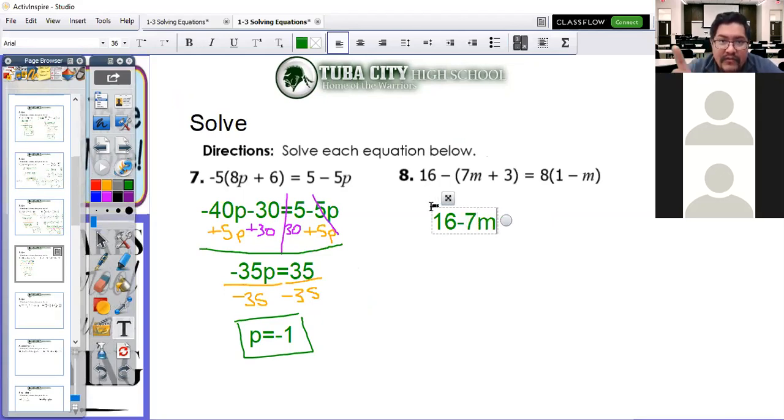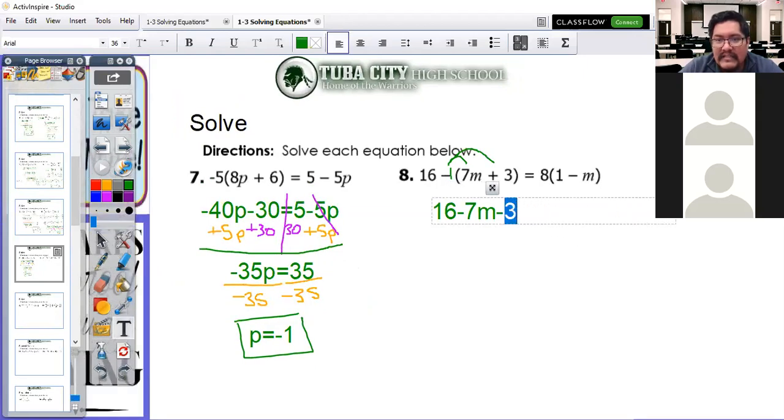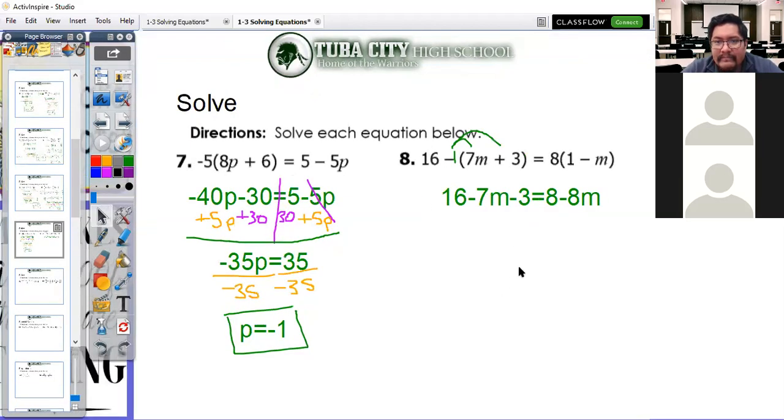And the 3 is also being subtracted. That whole group, everything in that group, is being subtracted. And again, you can think of it as negative 1 times both of these things, if it's easier for you to think about it like that. Whatever helps you think better. And in this case, it looks pretty okay. Now we move on to the second step.